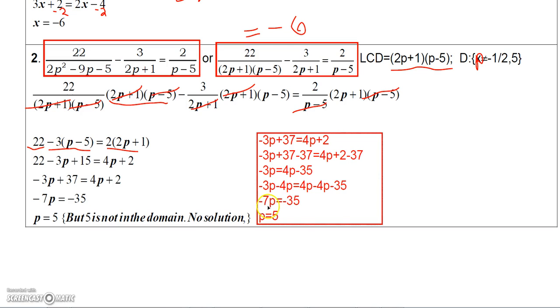And then the last step, I think you can probably do in your head, just divide both sides by negative 7, and you'll get p equals positive 5. But remember, p can't equal 5. That's not in the domain. So therefore, we have no solution, because p equal 5 was our only answer, and that's not in the domain.